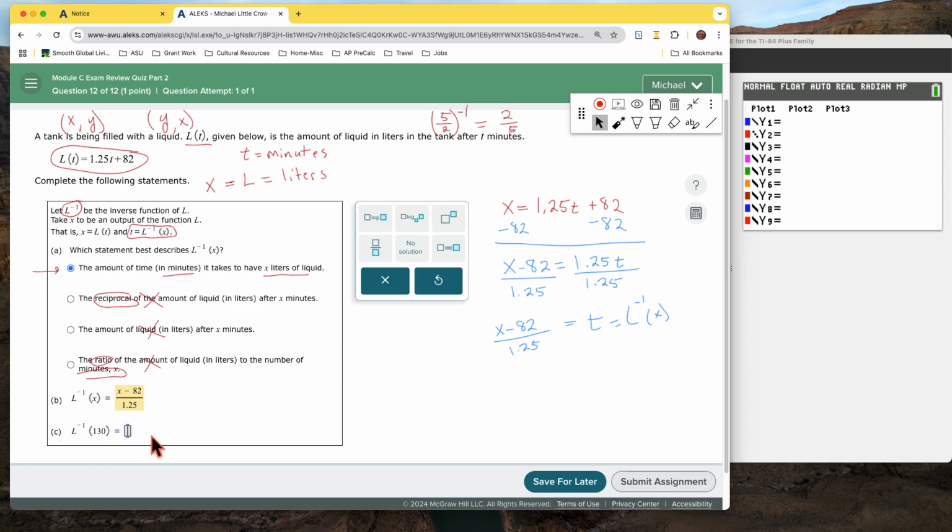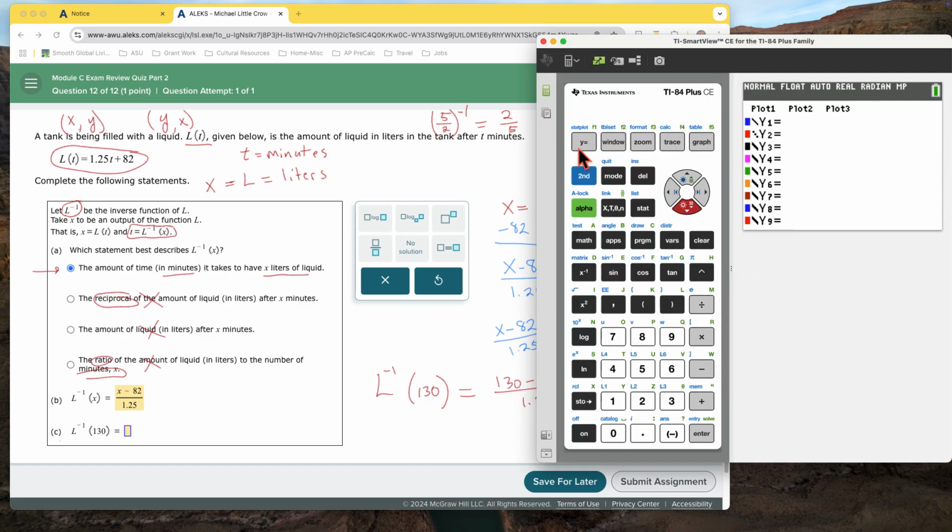And then finally, they want us to find a value of the inverse function at 130. And we're plugging in x, that's liquid in liters. So this is going to give us how many minutes it would take. It would be nice if they put those units there. So we put 130 minus 82 over 1.25. We can calculate that here.